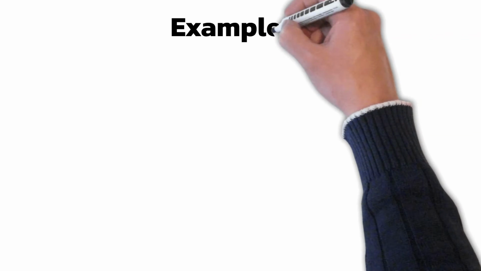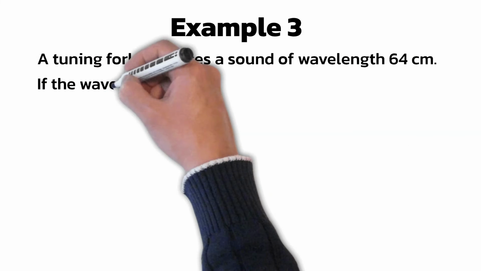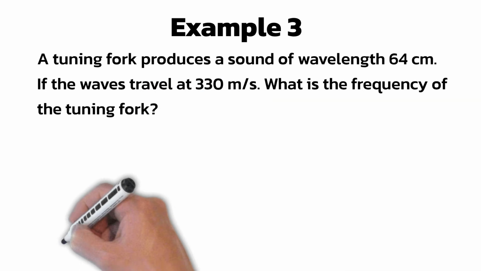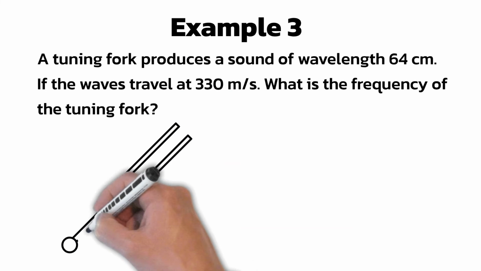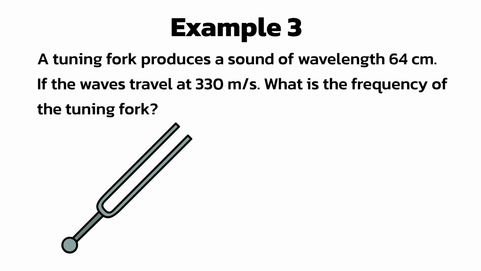Example 3. A tuning fork produces a sound of wavelength 64 centimeters. If the waves travel at 330 meters per second, what is the frequency of the tuning fork? Be careful with this because the wavelength is given in centimeters. Pause the lesson and restart it when you're ready to check your answer.